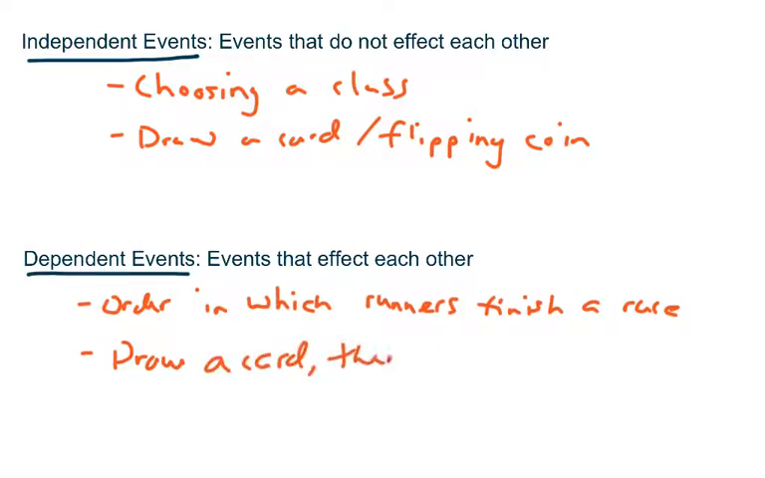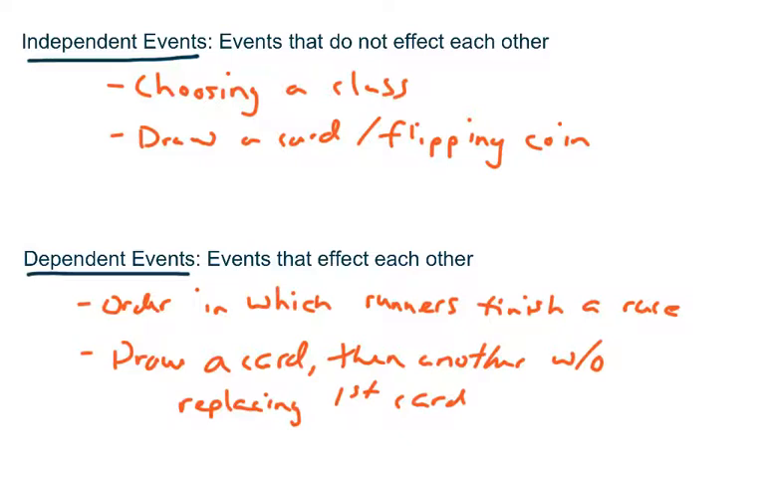then another. Whoops, let me spell that correctly. Wasn't even close to right. Then another without, and that's shorthand for without replacing the first one. Without replacing the first card. And we'll get into more independent and dependent events as we go.